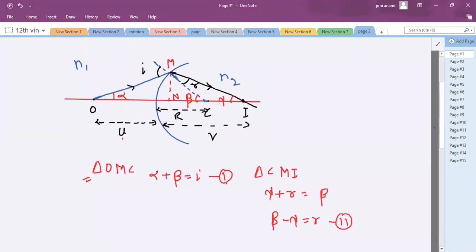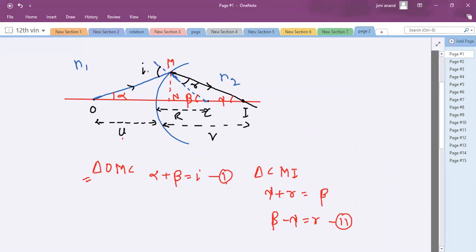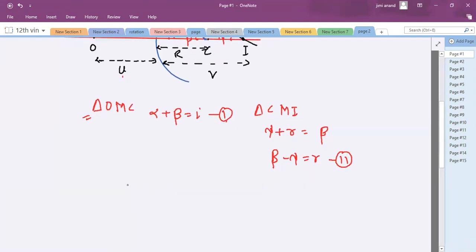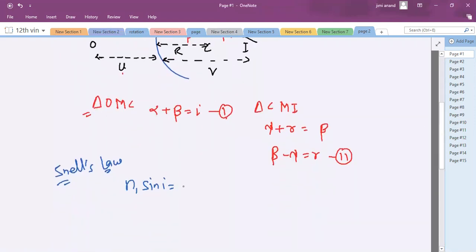Now we'll apply Snell's law here at point M. From Snell's law we can write n1 sin i is equal to n2 sin r. This is Snell's law we are applying here.